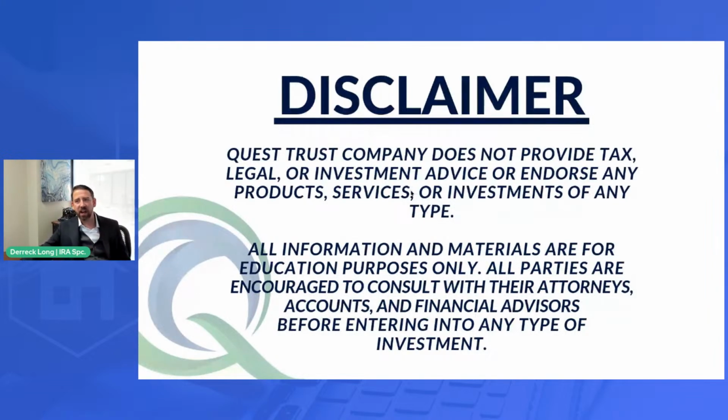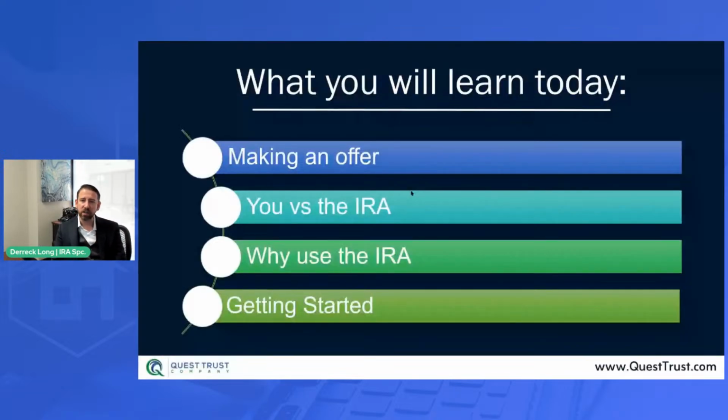I always like to start off and talk about what it is that we're going to learn today. We're going to start off by figuring out how we can actually make offers on these types of properties and where to find them. We're going to look at what it looks like when you purchase a property personally versus with the IRA, and why I argue that you should be using the IRA in many cases, even though the example I'm going to show you is me personally looking at buying a property. And lastly, how to get started or get more education down the road. We're going to start with the IRA basics first, so that we have a good foundation, and then we'll figure out how to buy the property.